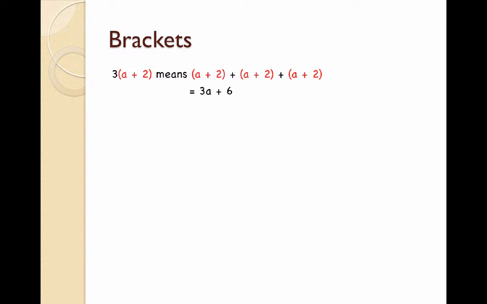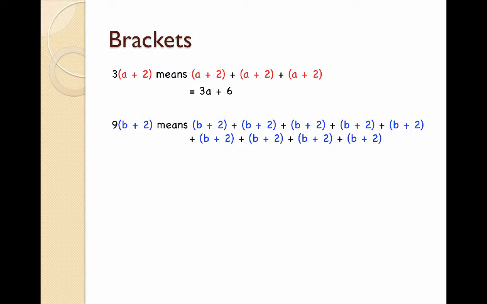This is a long process. Let's look at one that's even longer. What does 9 outside of b plus 2 mean? Well, it means b plus 2 plus b plus 2 plus b plus 2 plus b plus 2 all the way up 9 times. What I do next is I get all my b's together and I have 9 of them, and then I add up all my 2's and I have 9 2's, which will give me 18. So 9 outside of b plus 2 means 9b plus 18.